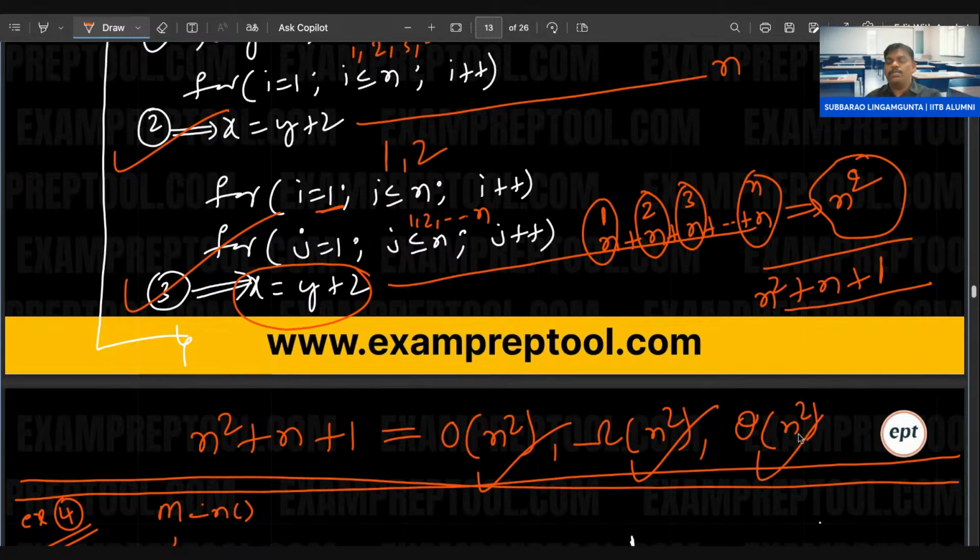So time complexity means loops only. No loop, constant. If a loop is there, the loop is the answer. If more than one loop, the bigger loop. Time complexity means the bigger loop.